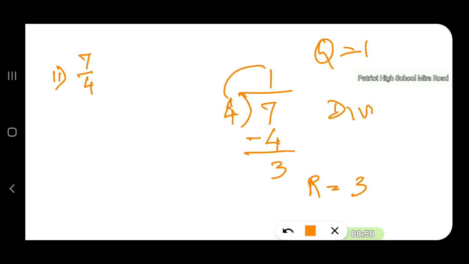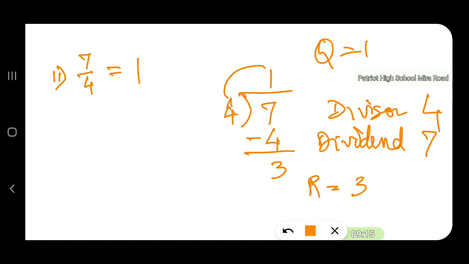Divisor is 4. Dividend is 7. So we write 7 upon 4 is equal to, first of all we have to write the quotient, then the remainder, and the divisor is 4. So this is the answer.